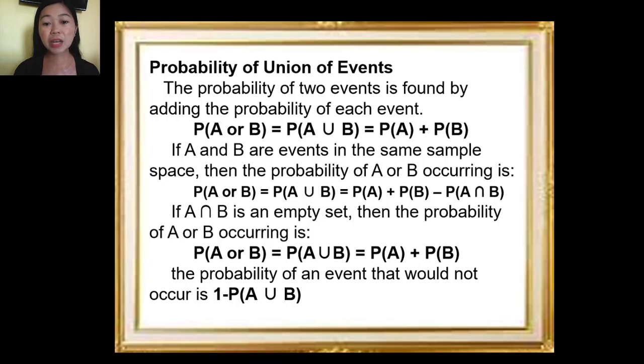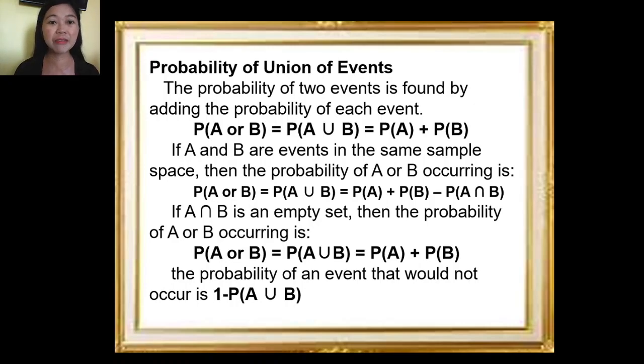And the probability of an event that would not occur is 1 minus the probability of the union of A and B. So kapag kinukuha natin yung probability ng event that would not occur, we just subtract the probability of the union of the two events from 1.